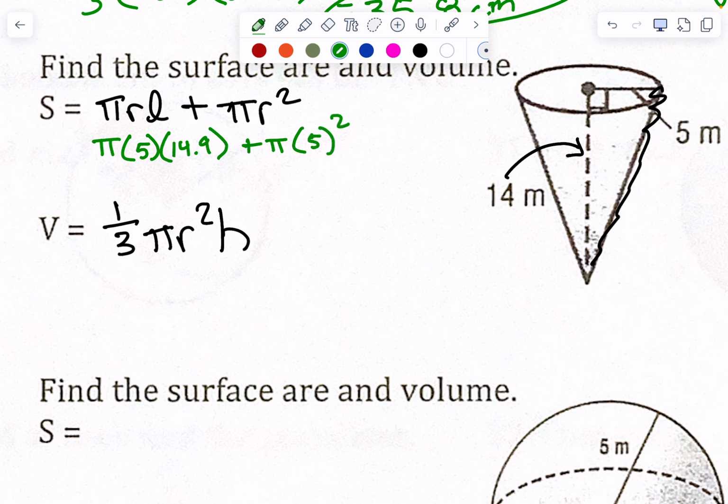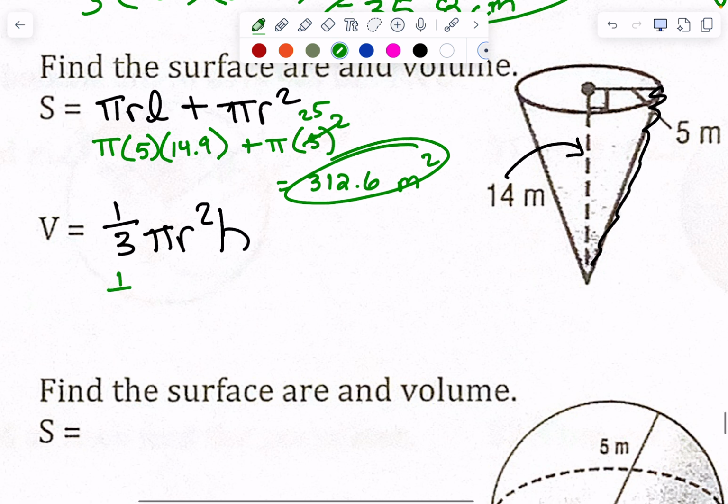You can do it, whatever. This is 25 pi if you want to reduce it. I don't know what 5 times 14.9 is, but that's in meters squared. 312.6? That's what I got. Yeah? Okay. All right. 1/3 pi radius squared is 5 squared. Regular height is 14. This is 25 times 14 times pi divided by 3, however you want to do that, right? That's in meters cubed.